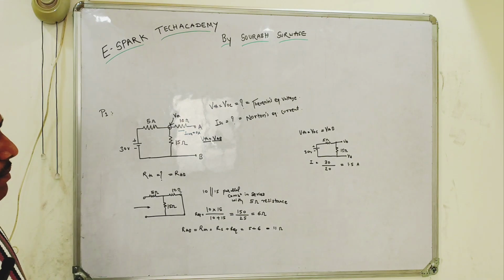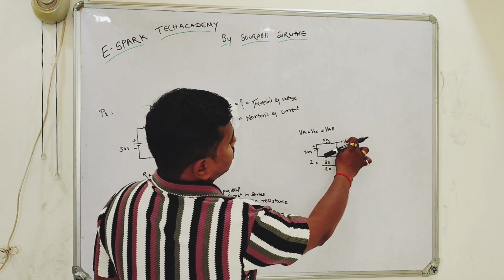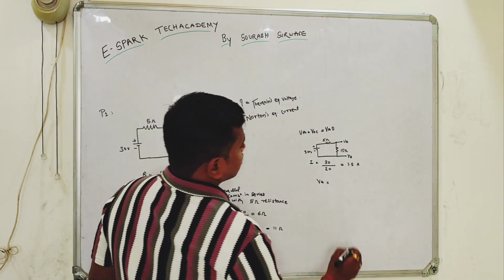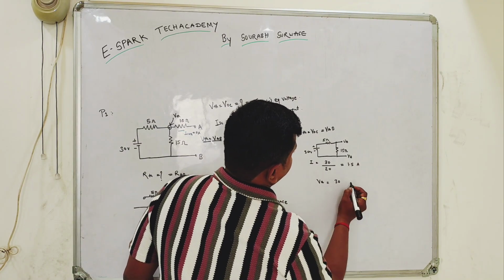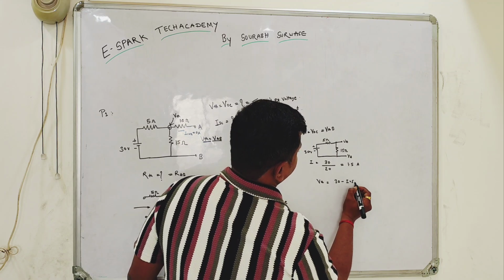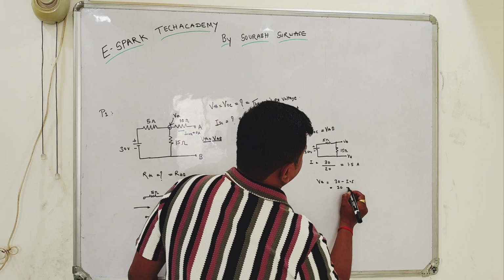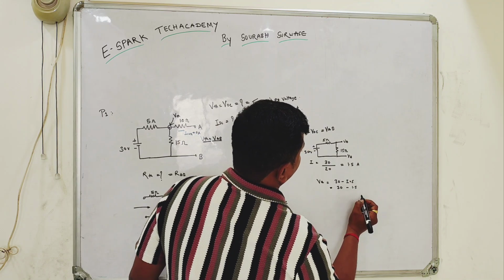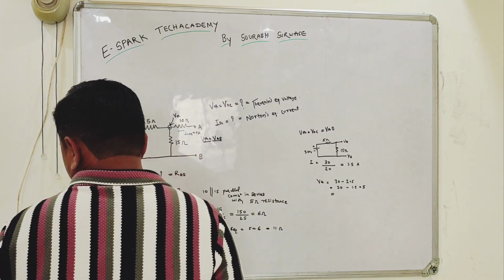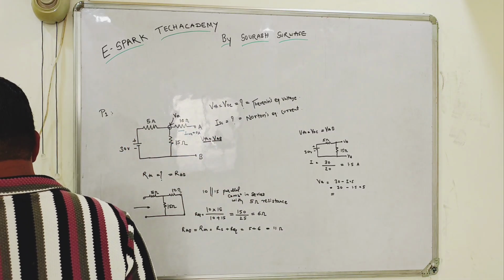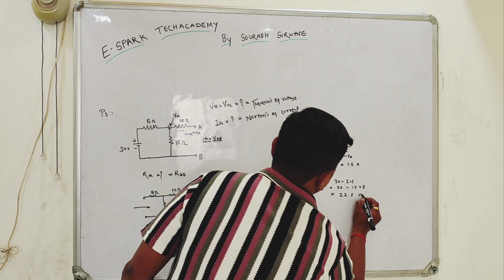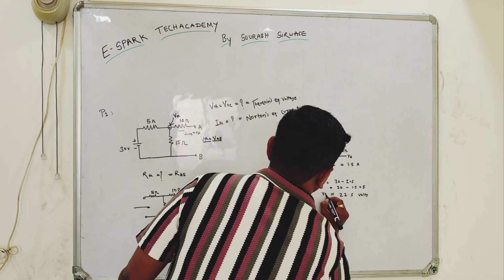Now when we get I, we will find out the VA. VA in this case is nothing but 30 volt minus I into 5. This is 30 minus, already we have calculated I as 1.5, into 5. You will get 22.5 volts. This is nothing but VA.